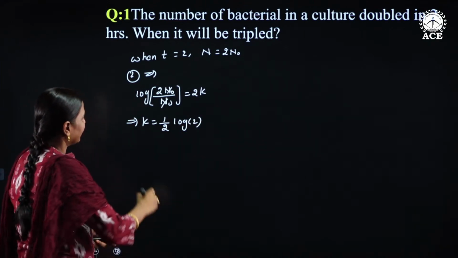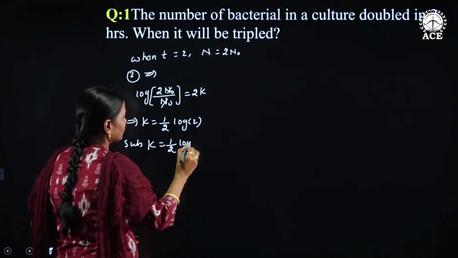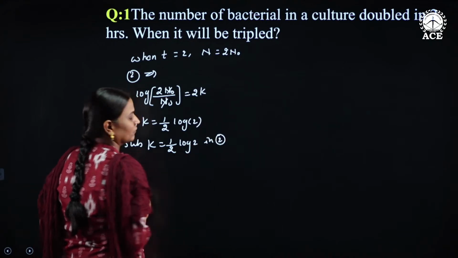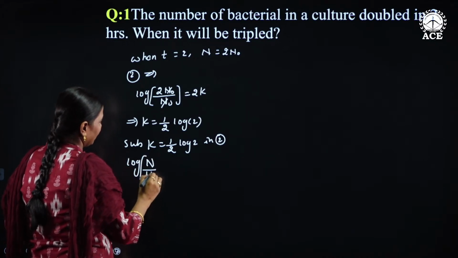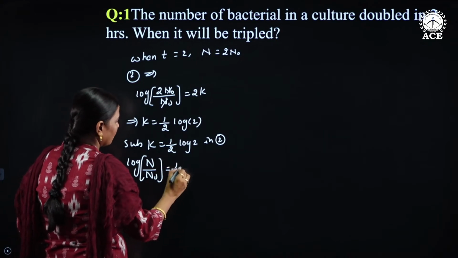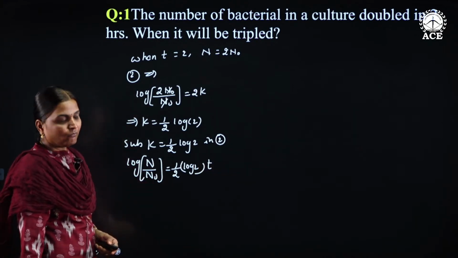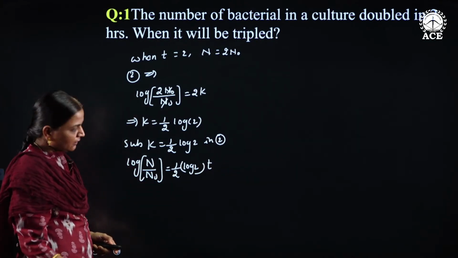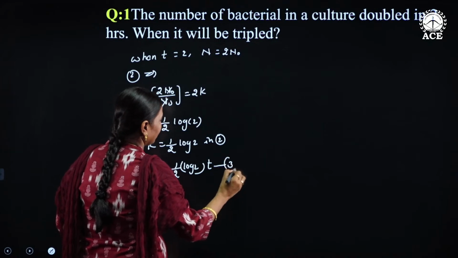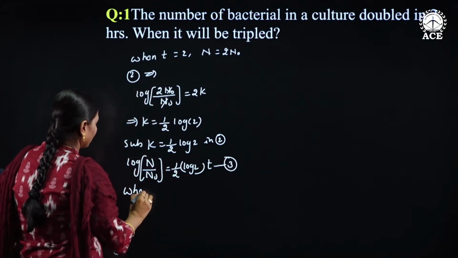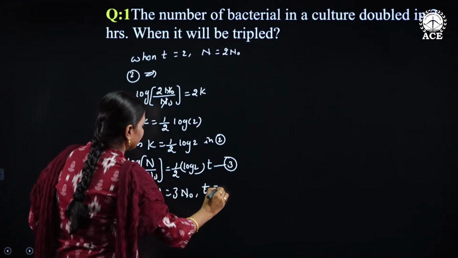After finding the K value, again substitute K is equal to 1 by 2 log 2 in equation 2. So what is equation 2? That is log of N by N naught is equal to 1 by 2 into log 2 into T. What we have to find? Time, when N is equal to 3 N naught. Consider this as equation number 3. Find when N is equal to 3 into N naught. We have to find the T value.